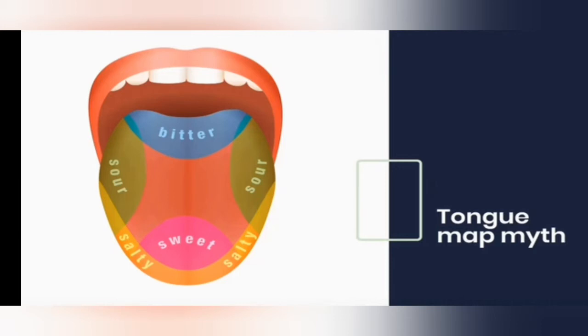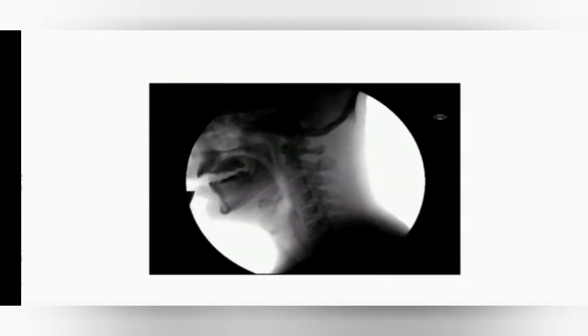In the posterior part of the tongue we can taste bitter, and at the tip of the tongue we can taste salt. After the tip, in the anterior part, we can taste sweet, and on both lateral sides of the tongue we can taste sour.